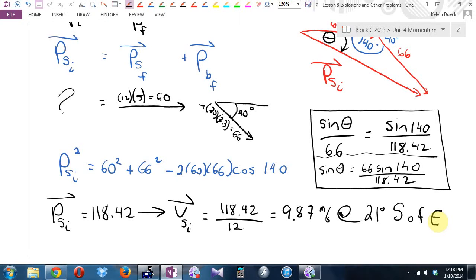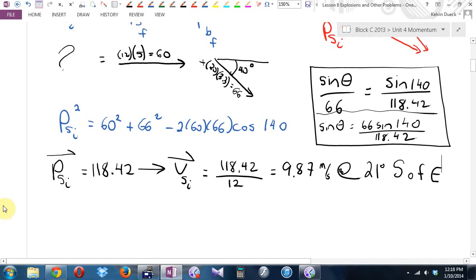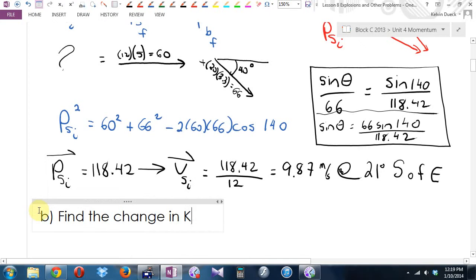Let's suppose instead of yucky angles, they were nice right angles, which would be easier because you could use SOHCAHTOA. What could I do to make this a bit tougher? Hint, hint, wink, wink, nudge, nudge. I could say something like this. Instead of saying find the initial speed, I could say find the change in kinetic energy.